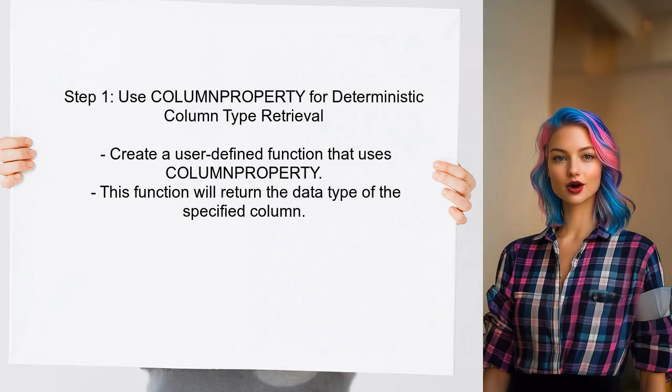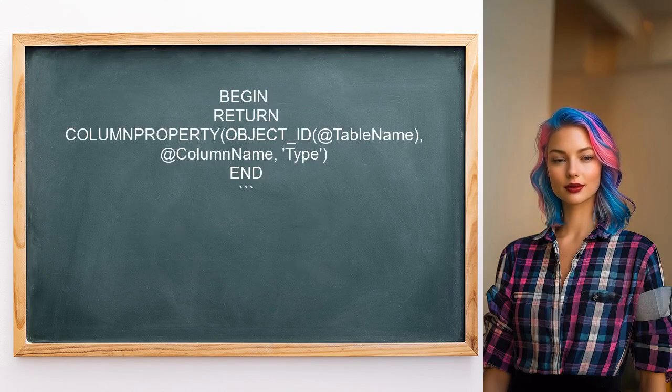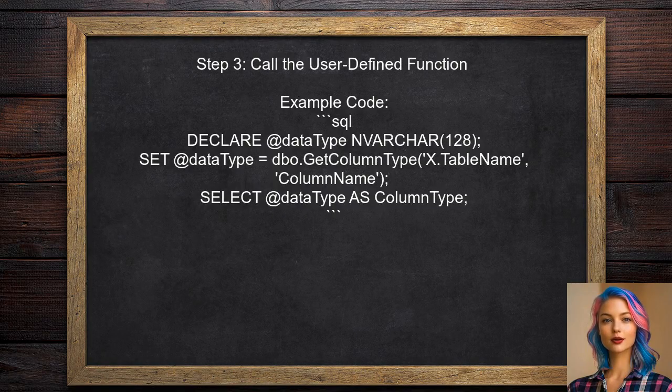To begin addressing the user's question, we need to find a deterministic way to get the column type without referencing system objects. One effective method is to use the COLUMNPROPERTY function directly within a user-defined function. Next, the user should define the function with the appropriate parameters. This function will take the table name and column name as inputs and return the data type as output. After defining the function, the user can call it to retrieve the column type. This call will be deterministic and will not reference any system objects, thus avoiding the schema binding issue.